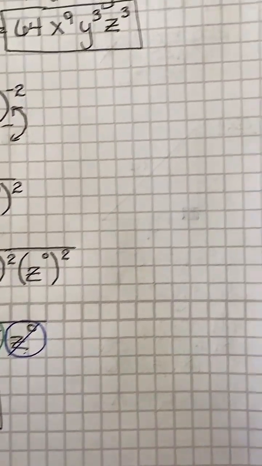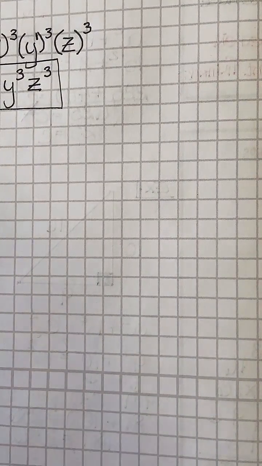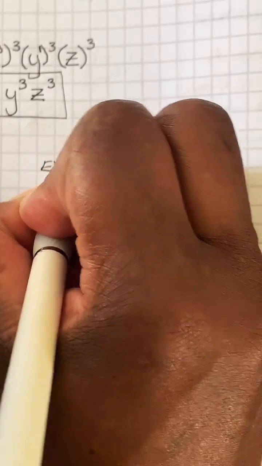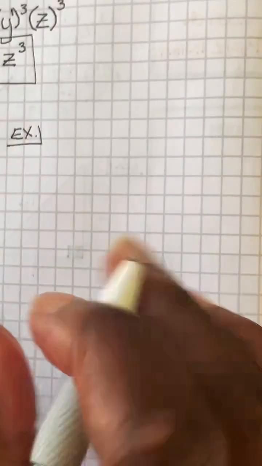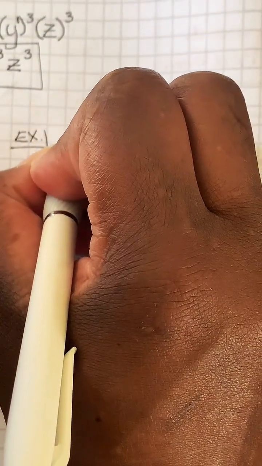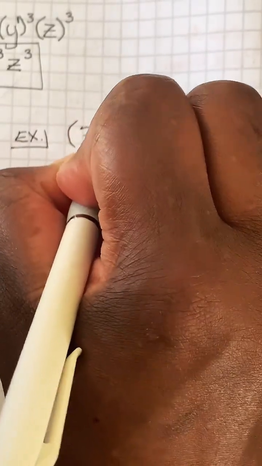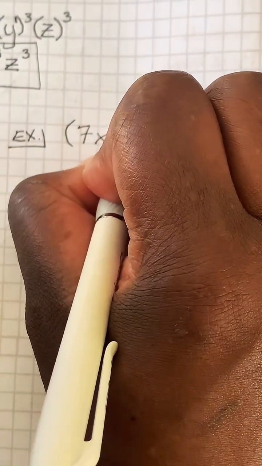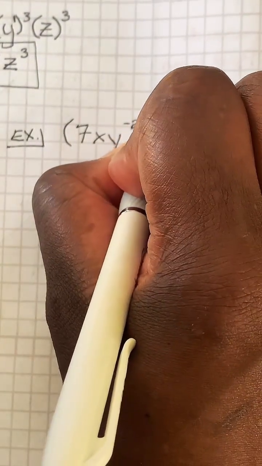So let's try one more. So we have 7xy raised to the negative second power. It's a negative 2.